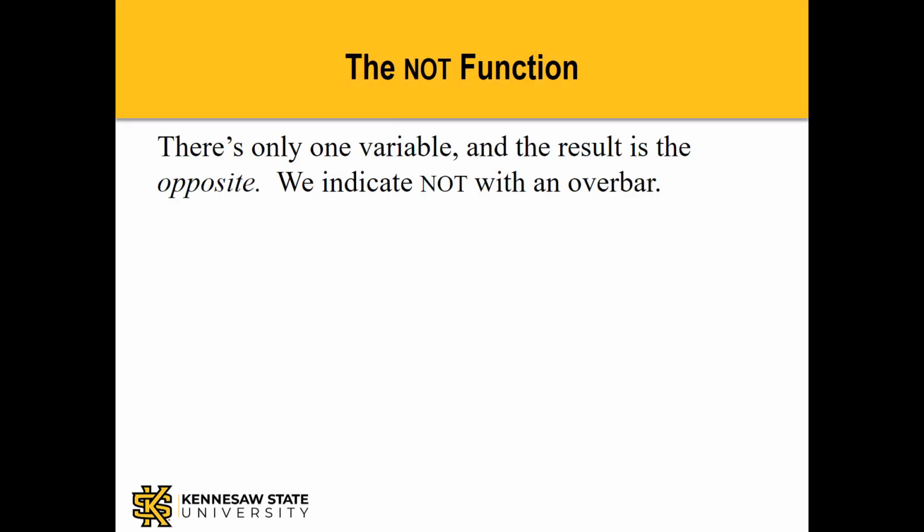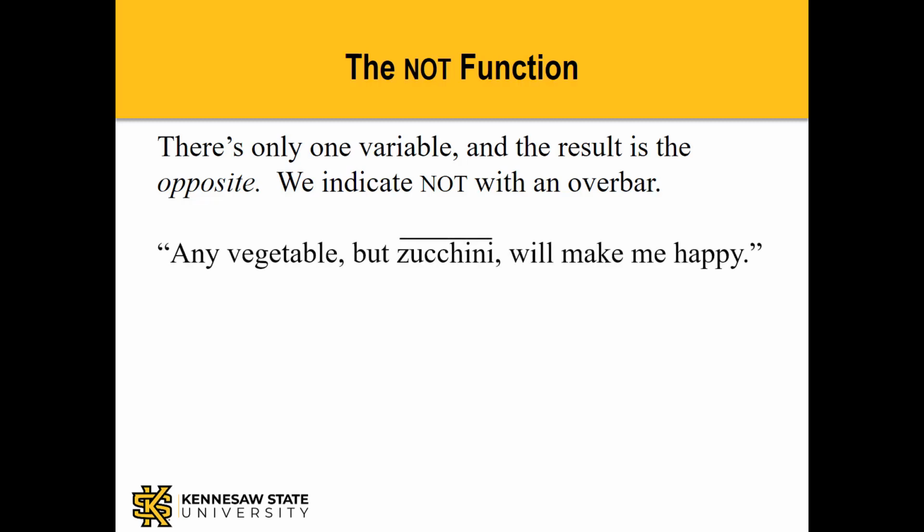The NOT function is a little different. There's only one variable, and the result is the opposite. We indicate the NOT function with an overbar over the variable. So, another Boolean expression: any vegetable but not zucchini will make me happy. Our truth table is only going to have 2 rows because zucchini is either true or false.